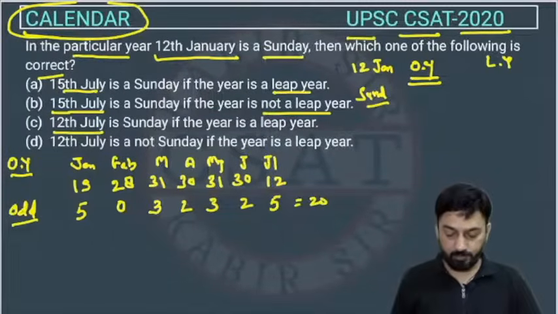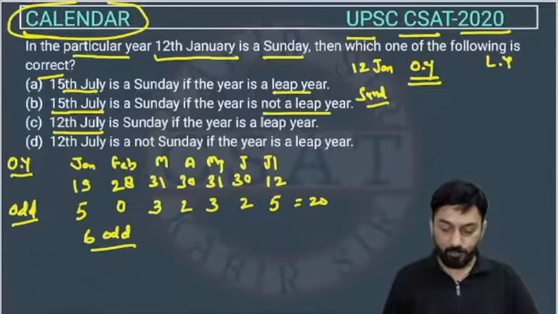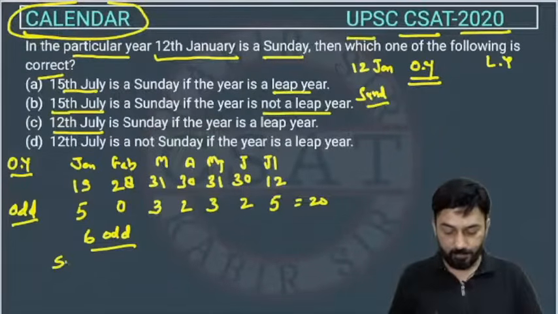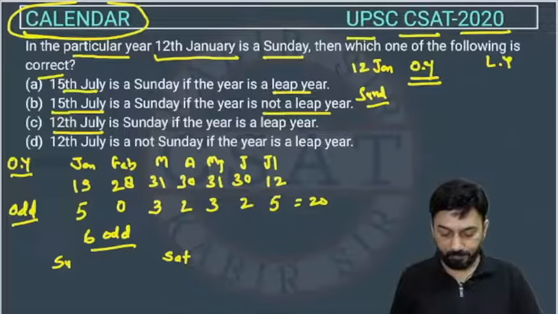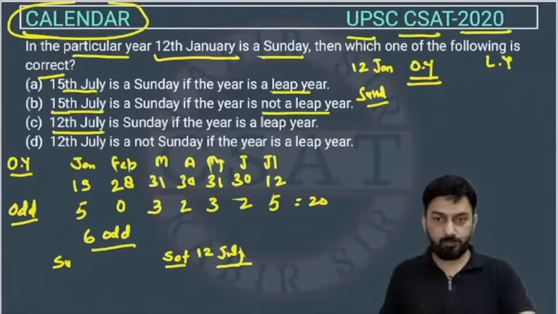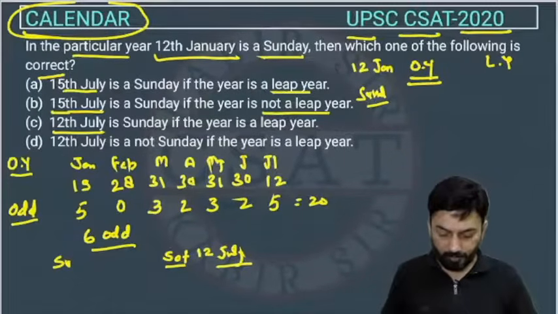20 odd days means 6 odd days, right? So 12th January is Sunday. With 6 odd days, it means there will be Saturday on 12th July. Okay, so 12th July will be Saturday, right?